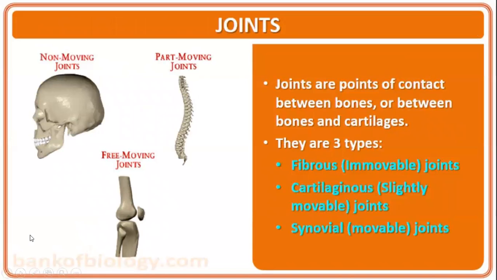Next topic is the joints. Joints are the point of contact between the bones, or between the bones and a cartilage. There are mainly three types of joints: a fibrous joint or immovable joint, a cartilaginous joint or slightly movable joint, and a synovial joint or completely movable joint. In your lower classes, you might have studied movable, immovable, and partially movable joints.